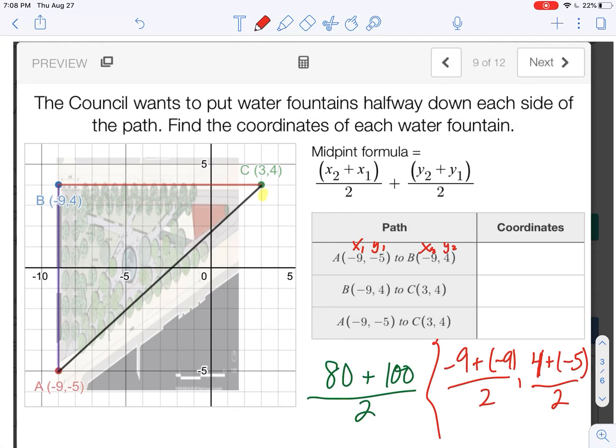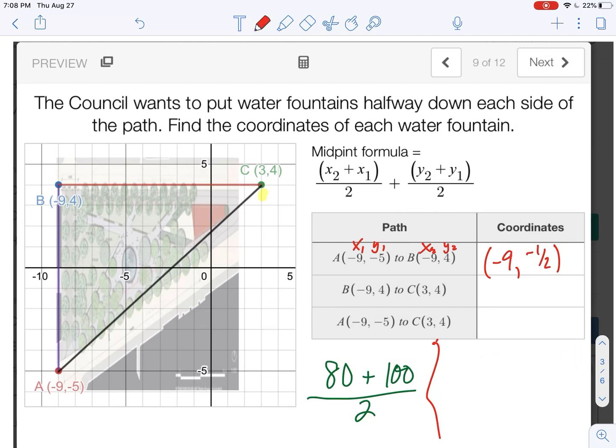So -9 plus -9 is -18, and if I divide that by 2, I get -9. And then 4 plus -5 is -1. And then if I divide -1 by 2, I'll just get -1/2, or -0.5. So here's my first one.